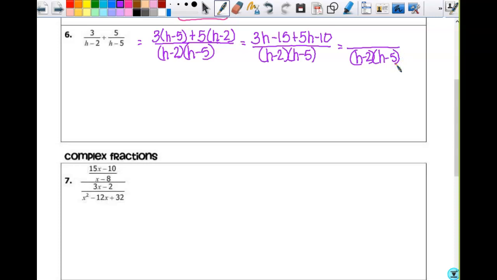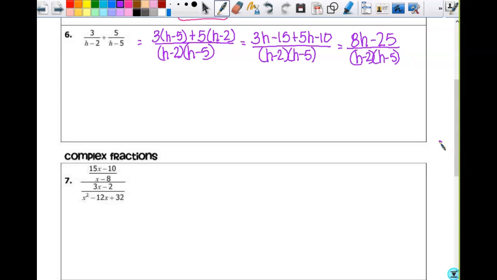Then in the numerator, I'm going to just combine my like terms. This gives me 8h minus 25. Can I factor out a GCF in the numerator? The only thing 25 is divisible by, besides 25 and 1, is 5, and so no, there's nothing I can factor out in the numerator there.